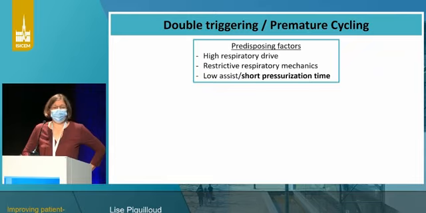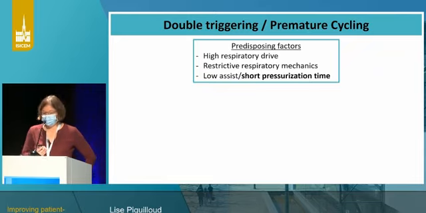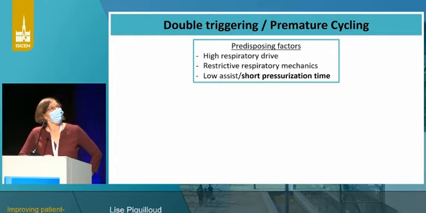Then we have two types of asynchronies in our ARDS patients. They have the same predisposing factor. High respiratory drive, not very easy to deal with. Restrictive respiratory mechanics, you cannot do anything. Low assist, you can try to increase assist and see whether it's better. And short pressurization time, you can act.